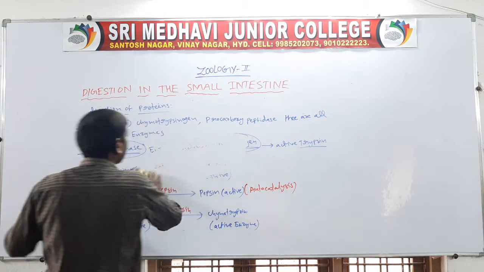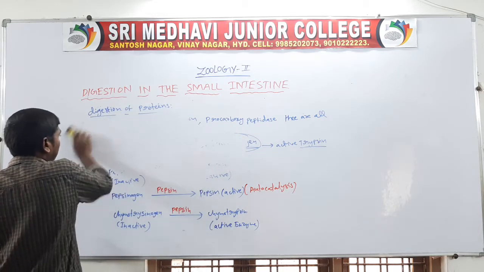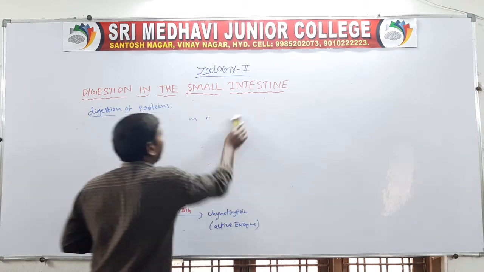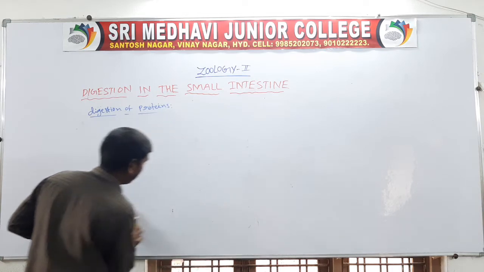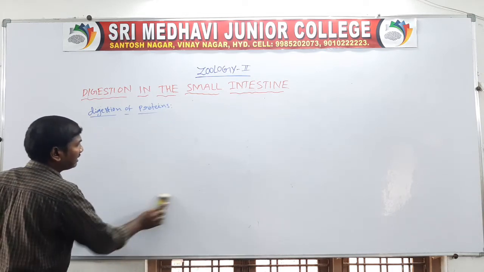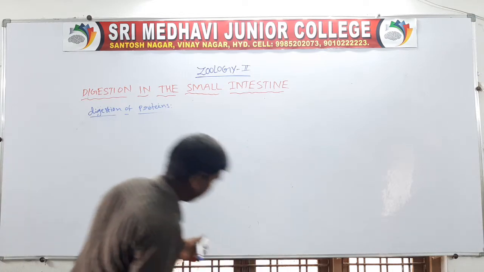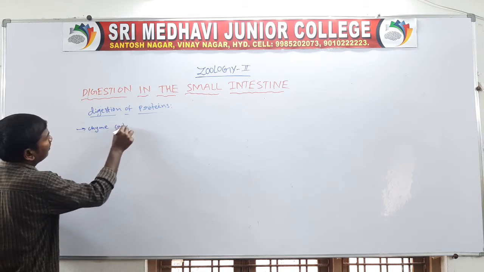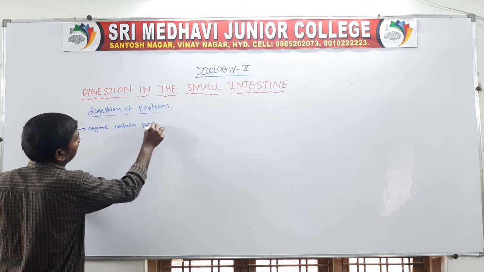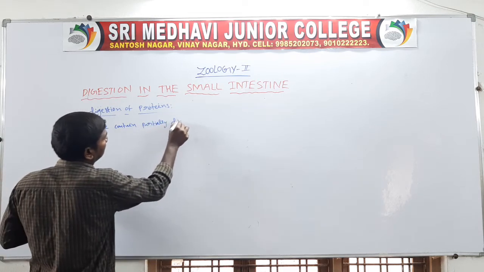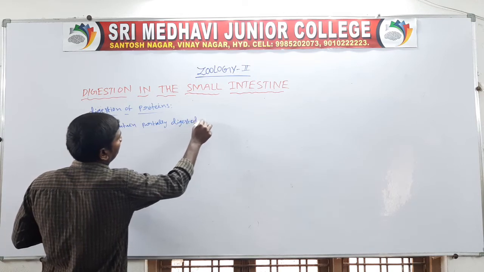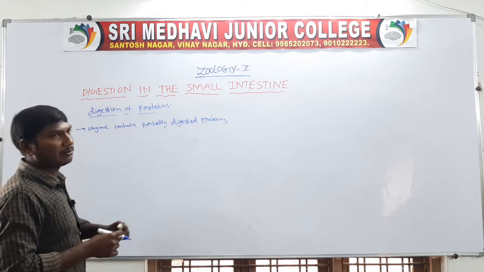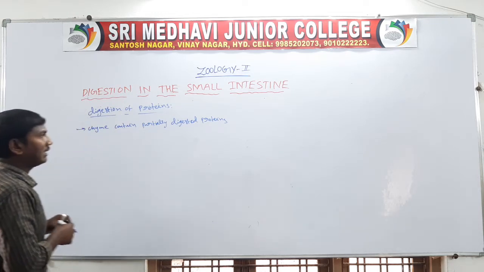Next one, the chyme. The food material presenting in the stomach and small intestine is called the chyme. That chyme is presenting partially digested proteins. The stomach chyme contains partially digested proteins. The chyme contains partially digested proteins, which are proteins, proteoses and peptones.